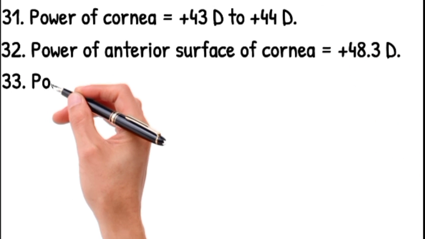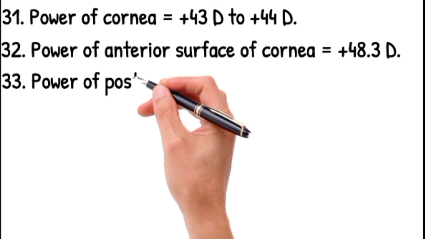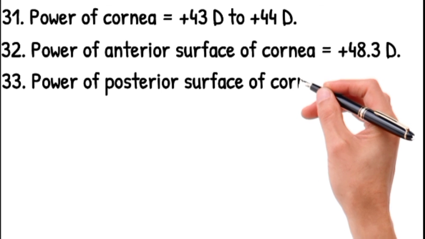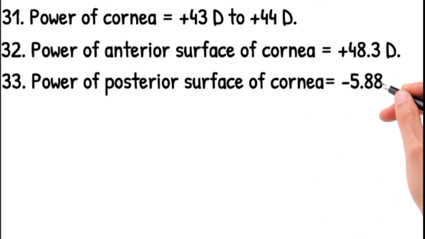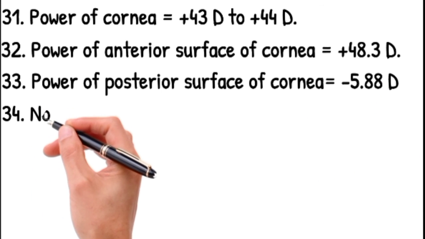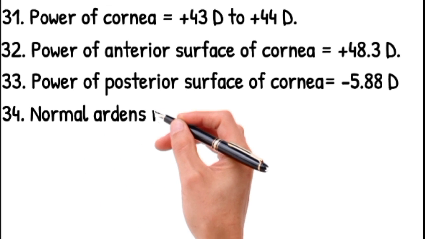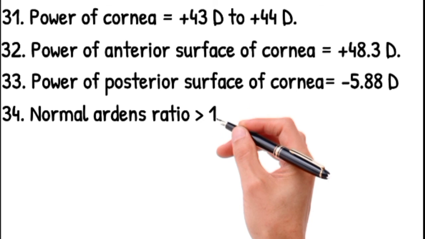33. Power of posterior surface of cornea equals minus 5.88 diopter. 34. Normal Arden's ratio is greater than 1.85.